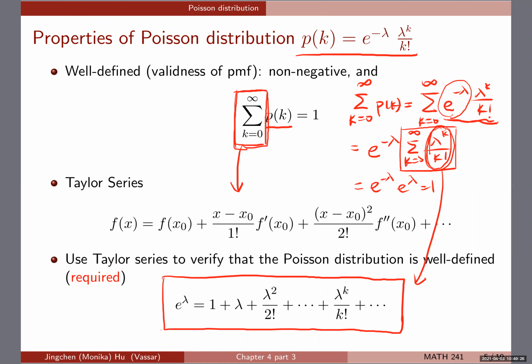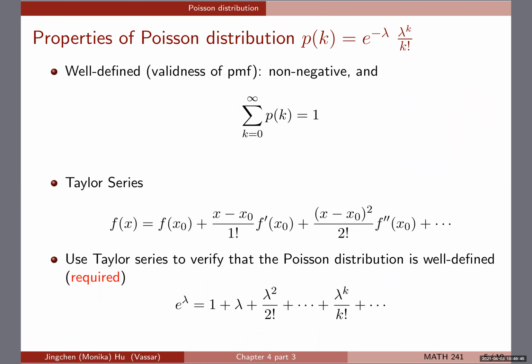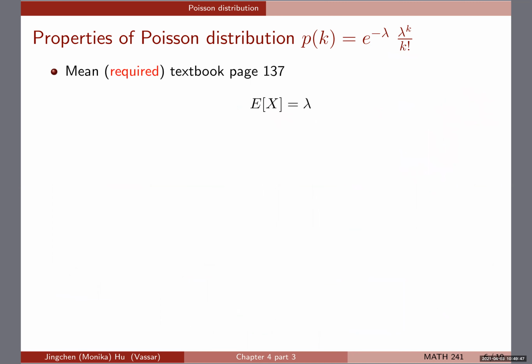So the Taylor series can be used to show that the Poisson distribution is well defined, and notice here it is required, so you need to know how to do this. Check out the textbook, page 136 if you want. They also show a quick proof over there. All right, so that's that. And then the second property, which I mentioned earlier in the previous video, is that the mean of Poisson is actually lambda itself. This is also required, and textbook page 137 also shows a proof there.